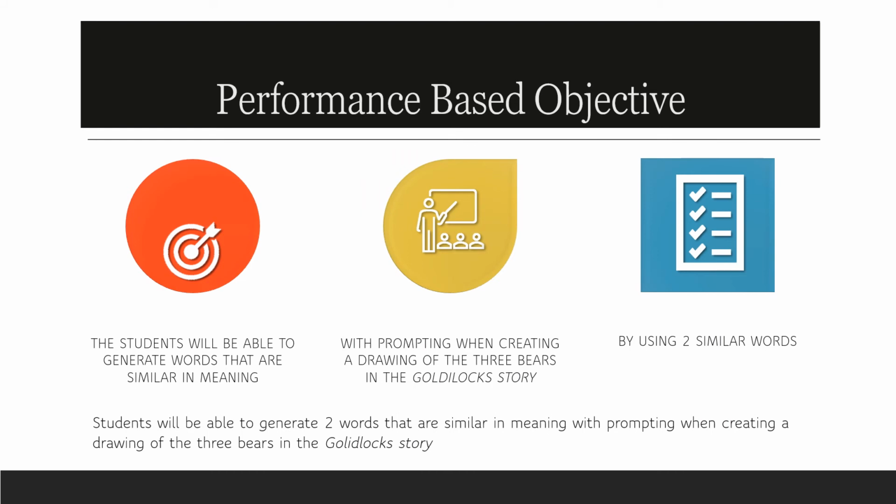So here's my performance-based objective. The target behavior. The students will be able to generate words that are similar in meaning. How are they going to do that? With prompting, because my standard tells me they're allowed to be prompted or to get support or guidance. So my guidance is going to be prompting. When creating a drawing of the 3 bears in the Goldilocks story. So I'm linking it back to a story that was read, which again is in the standard. And I want them to use 2 similar words. I'm not expecting anything more than just 2 similar words. Here's my standard. Here's my objective. Students will be able to generate 2 words that are similar in meaning with prompting when creating a drawing of the 3 bears in the Goldilocks story.